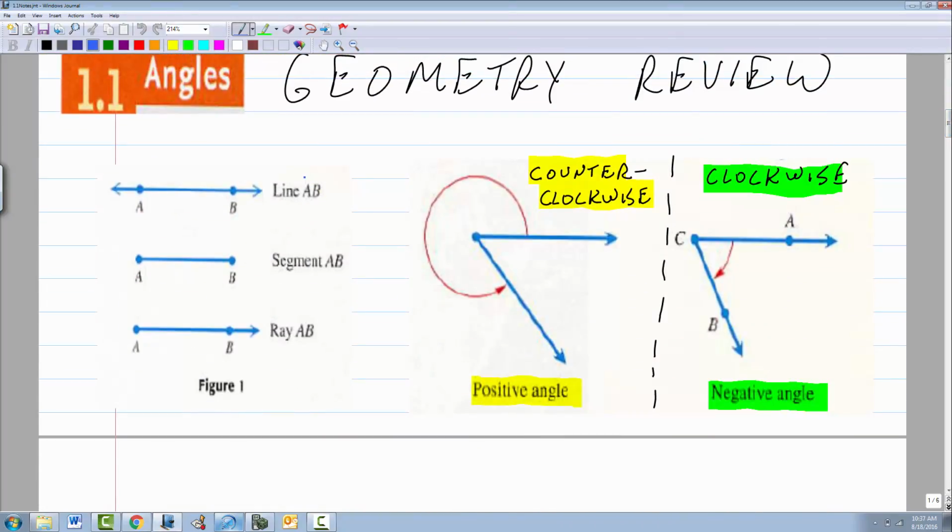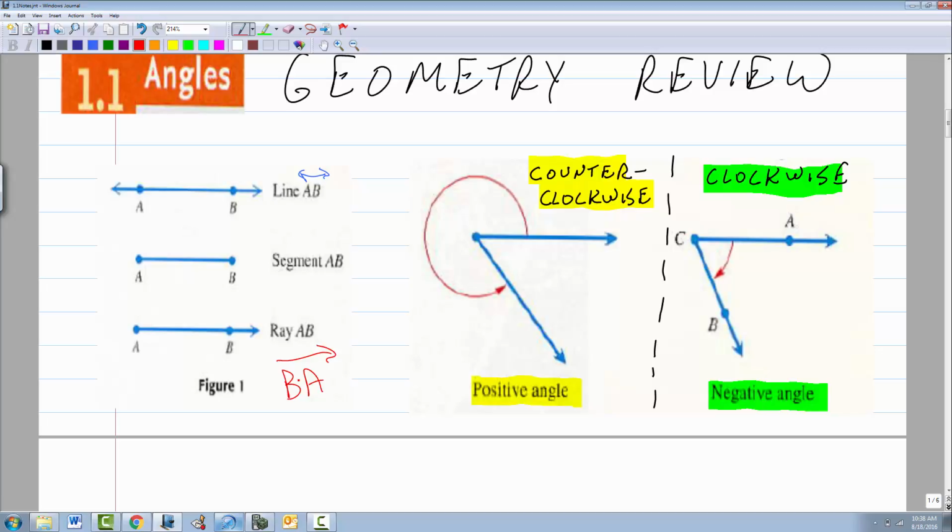So line, obviously, is denoted with a line symbol above it with arrows. Sorry for my sloppy writing. And then a ray. Is this ray BA here? Well, no, because it says ray AB. But what's the other reason why this is wrong? What does this imply?